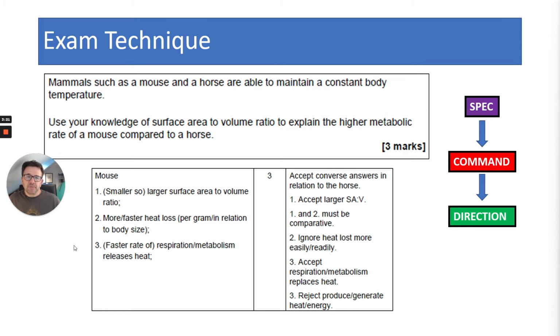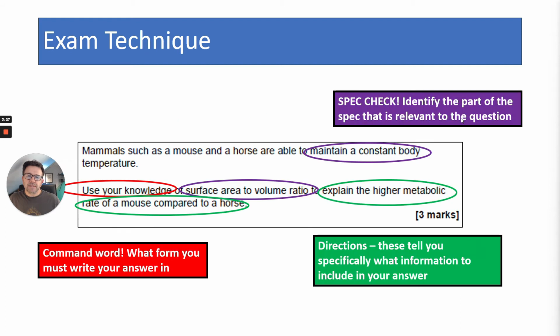So there you go. That's the idea of looking at each exam question and working out which is the spec, the command, and the direction. And I'm going to be going on that theme quite a lot in this video.